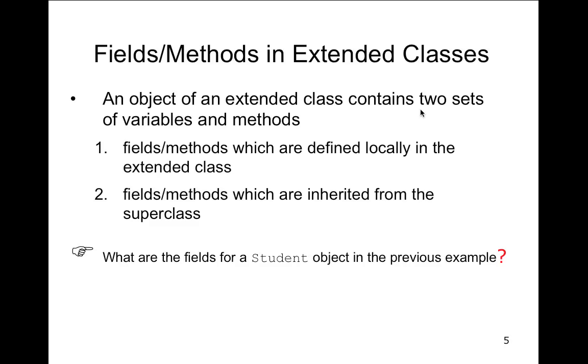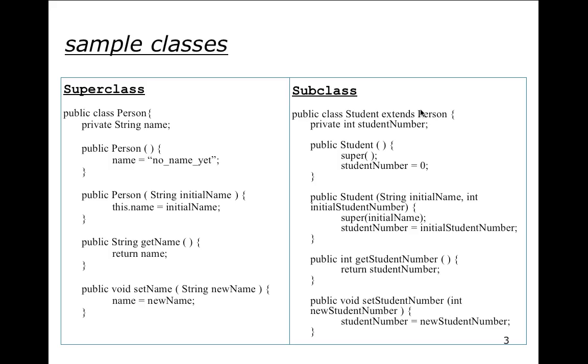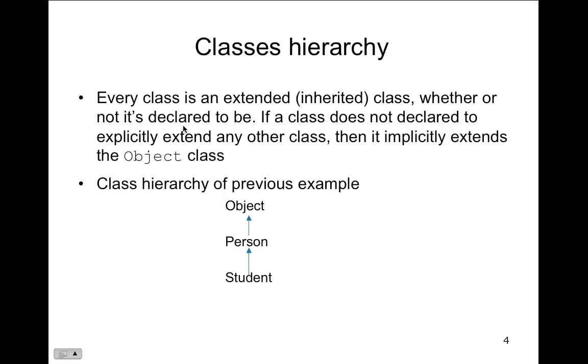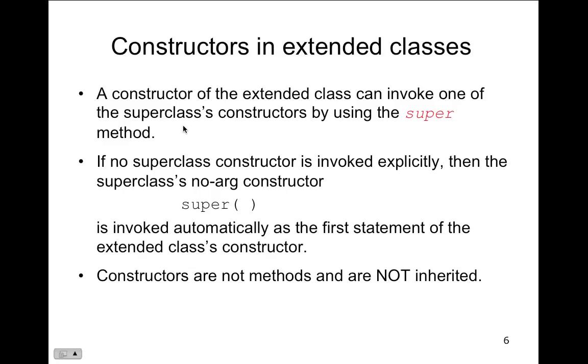All right, to move on here, what are the fields of a student object in the previous example? Well, in the previous examples, we've seen the fields, which are the data members, are going to be two: the student number that was part of student, but also the name that's part of person, because every student is a person.